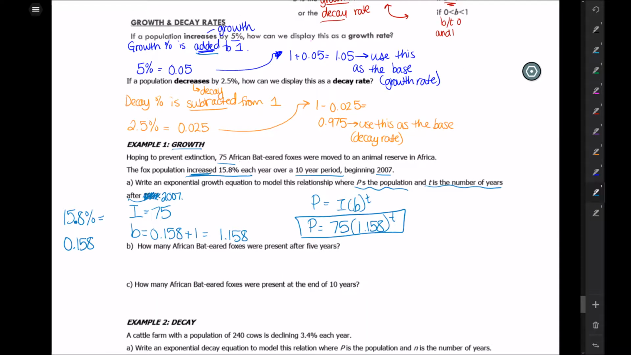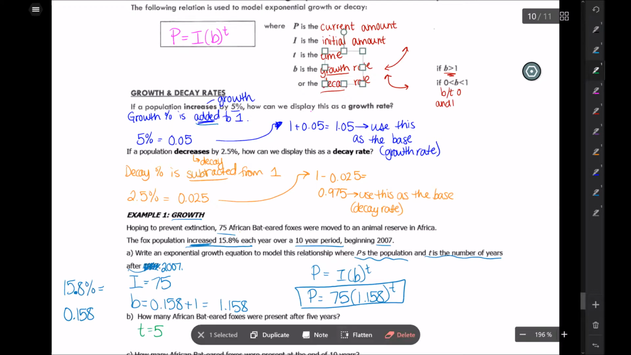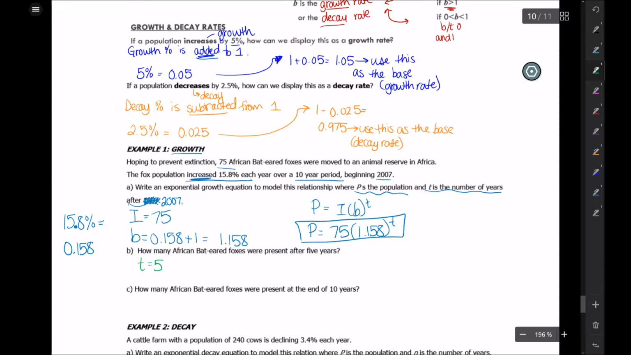Now, for part B, it says how many African bat-eared foxes were present after 5 years. So what this means here is that T is going to equal 5 because T stands for time, like we just saw right here. Okay, so I'm going to use this formula again. P equals 75 times 1.158 to the power of T, but instead of T, I'm going to use 5. So it's 1.158 to the power of 5. Now, all I have to do is go right into Desmos and type that in, and I'll get my answer for how many foxes we would expect after 5 years.